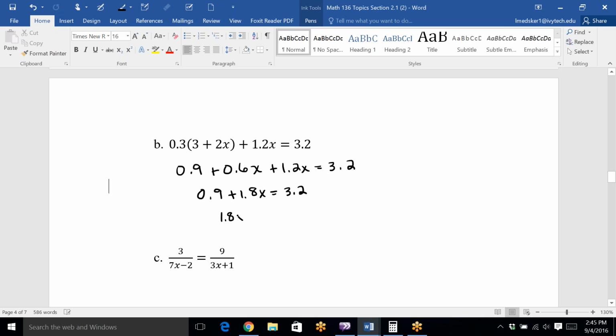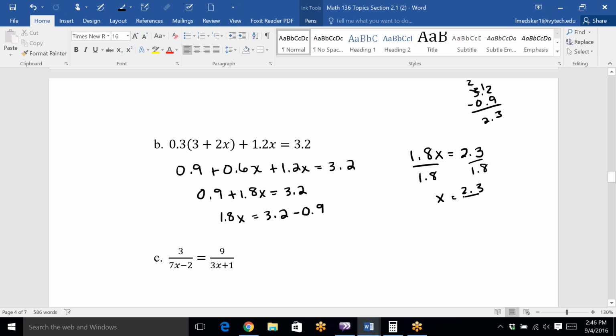We want to subtract over the 0.9. So we get 1.8x equals, let's see, if you're doing subtraction with decimals and you don't have your calculator handy, you line them up by the decimal point. You have to borrow. This would be 3 and 2, so 2.3. And then we need to divide by 1.8. So that would be 2.3 over 1.8.